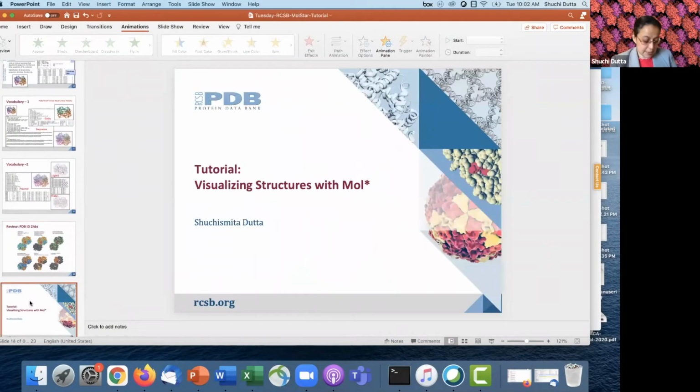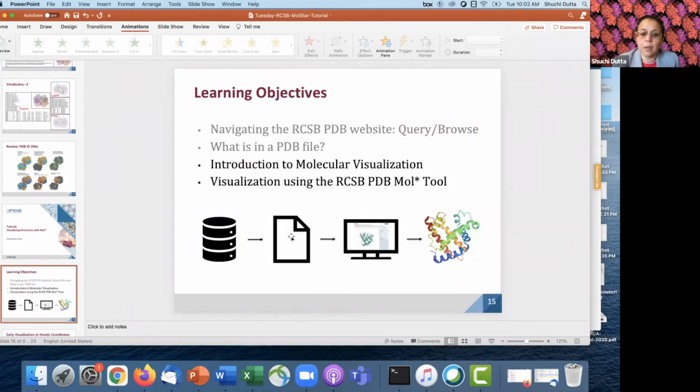Okay, so then let's move to the visualization part. In the visualization part, I'm going to start with telling you about a little bit of history and some conventions that are used in visualization, and then we'll actually go into the MolStar tool and see how to use it.